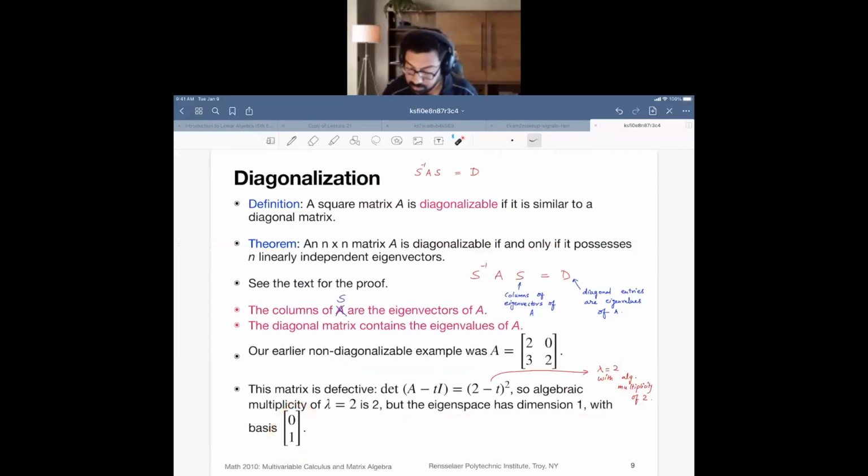So I've got algebraic multiplicity of 2. Geometric multiplicity is smaller than that, it is 1, which means that it is a defective matrix. And defective matrices are not diagonalizable.